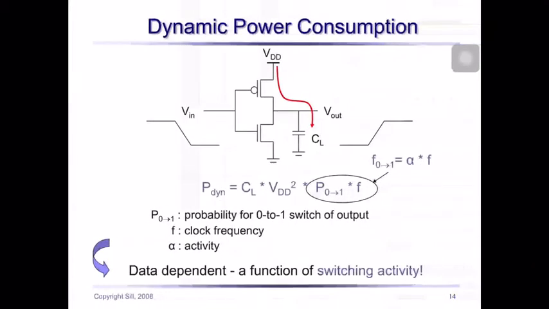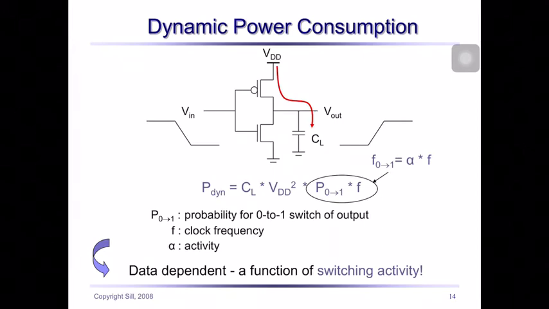Let's go to the first one, which is dynamic power consumption. The equation is shown down here: CL multiplied by VDD squared multiplied by the switching frequency. The switching frequency is the probability of switching, which is the probability for the circuit to switch from 0 to 1, multiplied by the frequency. These three parameters, capacitance, VDD, and switching frequency, all affect the dynamic power.